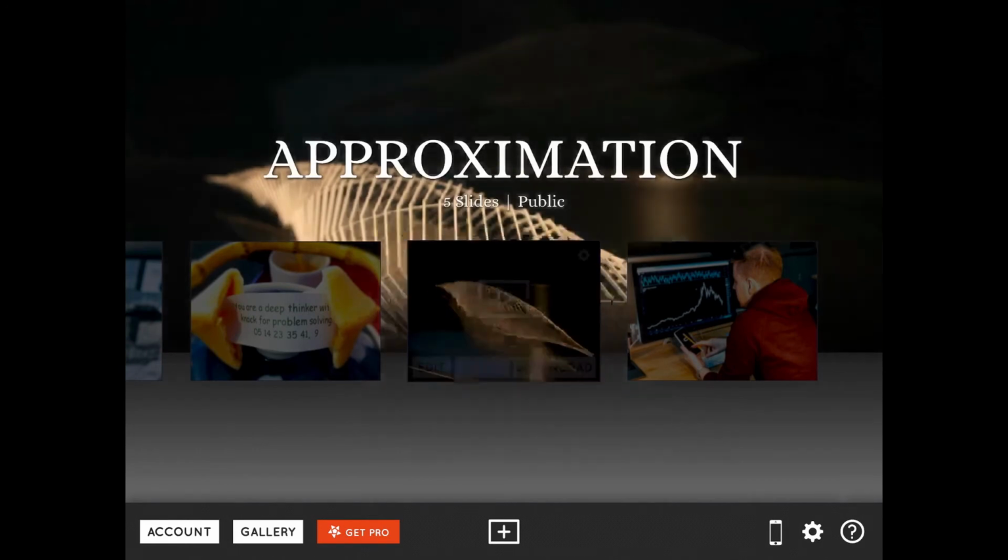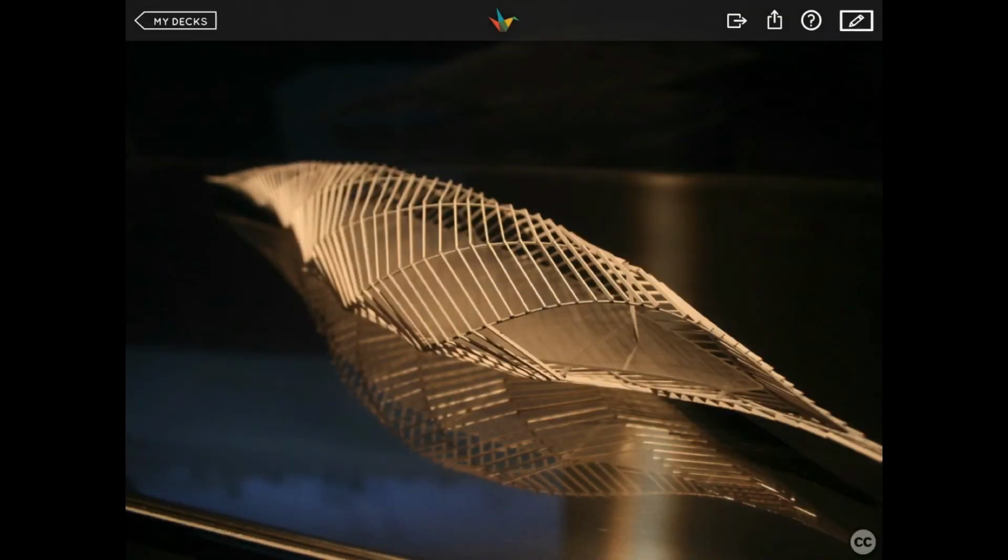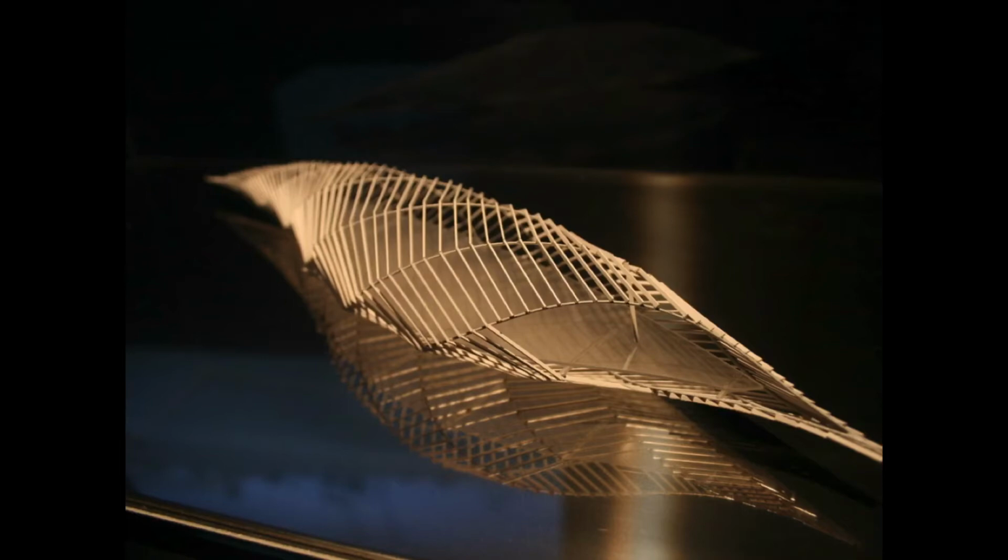Approximation. Physics is about building conceptual and mathematical models and comparing observations of the real world with the model. Simplified models help us to analyze complex situations.